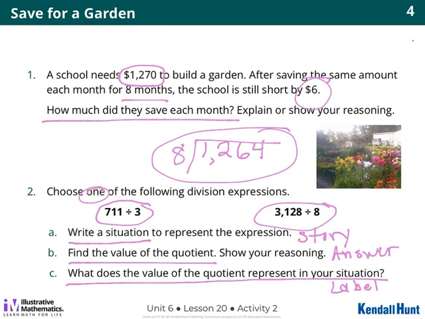So, guys, if they saved the same amount every single month, it should be $158. They never saved up enough to get the garden. It's so sad. Hadley, if you did it the wrong way, you would have gotten 158 with a remainder of 6. So if you had just taken away that 6, it would have made sense, huh?